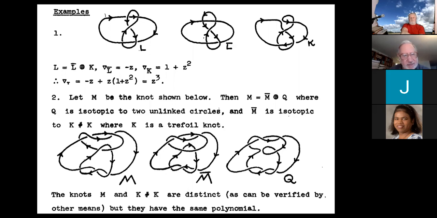And delta K is the trefoil, and we already worked out that that's 1 plus Z squared. So that tells you that delta L over here is going to be delta L bar, minus Z, plus Z times 1 plus Z squared, which turns out to be Z cubed. And what have we done? We've proved that this link on the left is non-trivial. Whoa. And that link on the left is the Whitehead link.